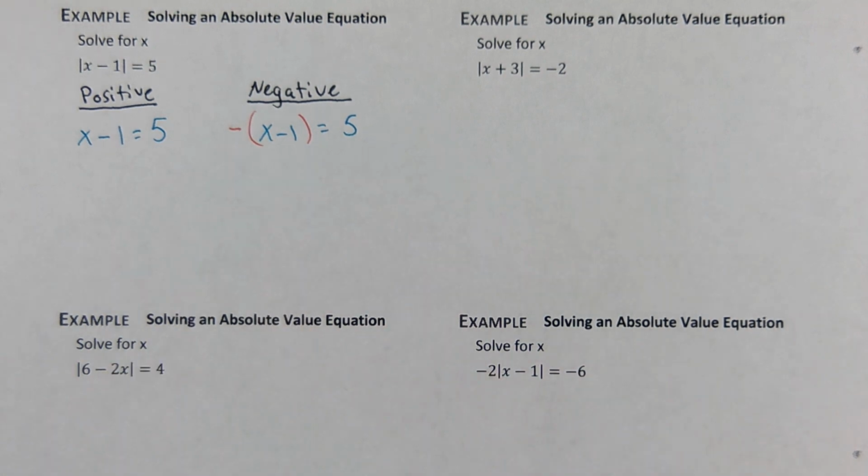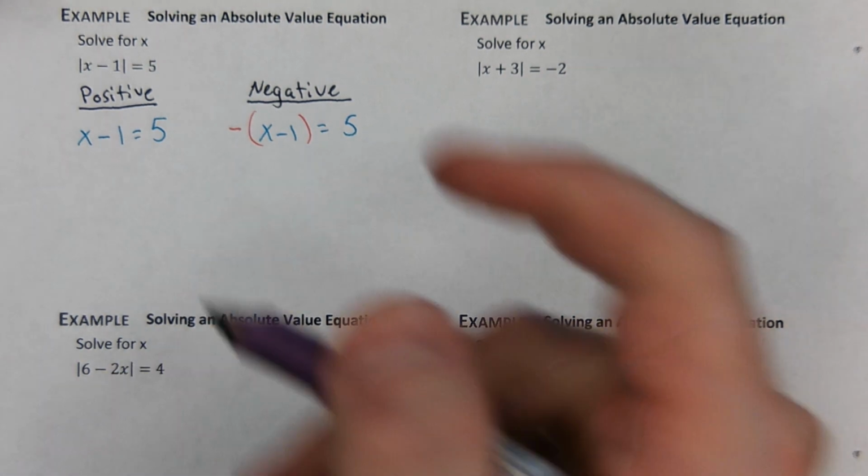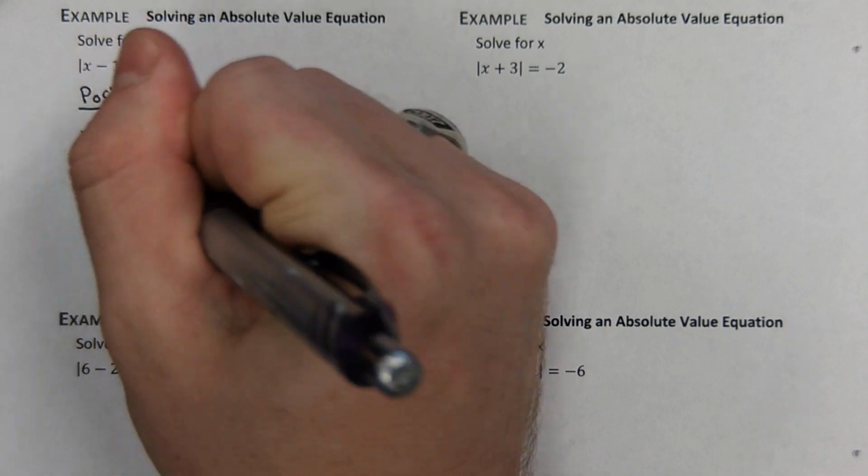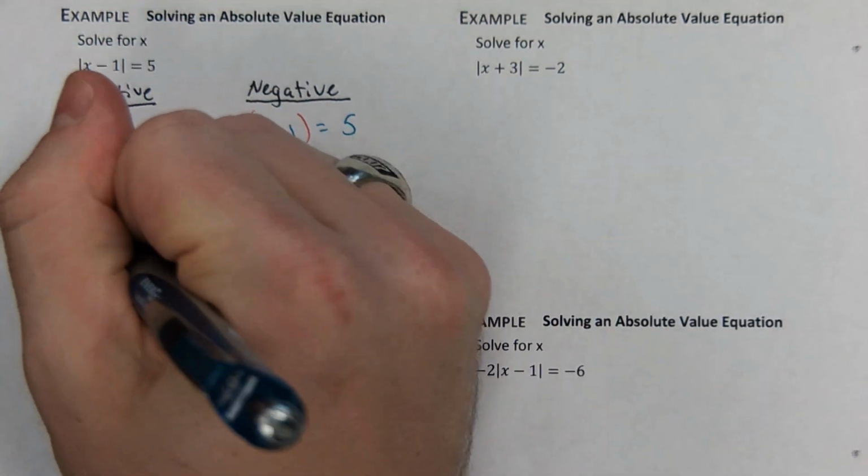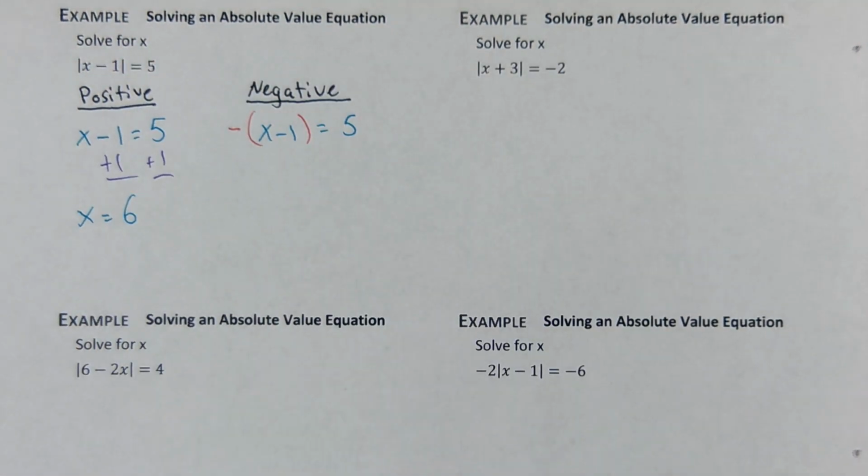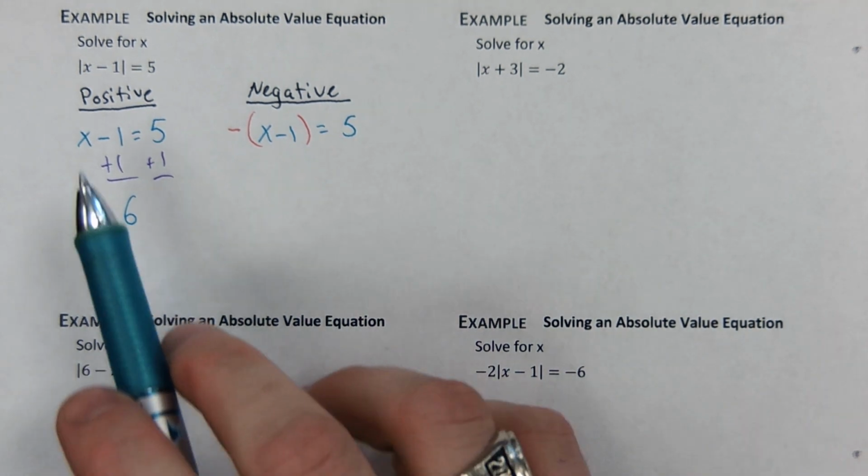Let me get a different color, purple. Let me add 1 to both sides right here. Boop, boop. And we know that x equals 6 is probably a solution. And you know what? It's really not that hard to check. Let's just make sure we didn't mess anything up. Let's take the 6 and plug it in.